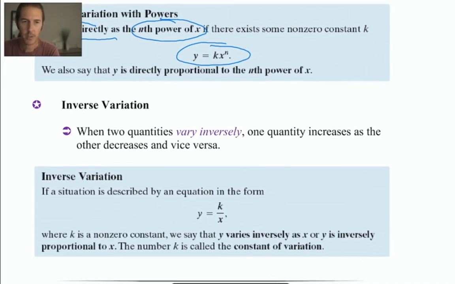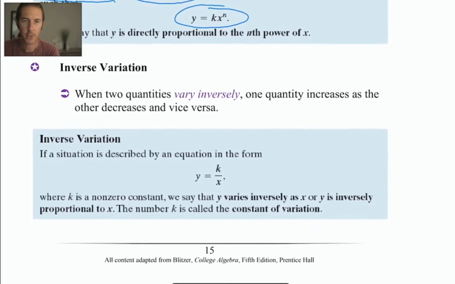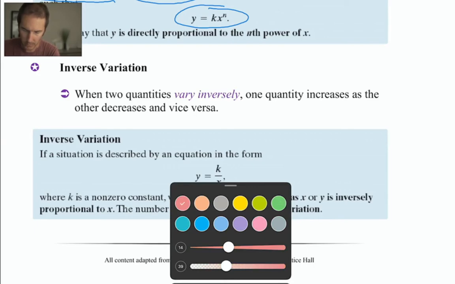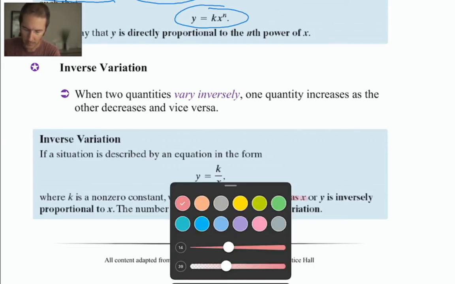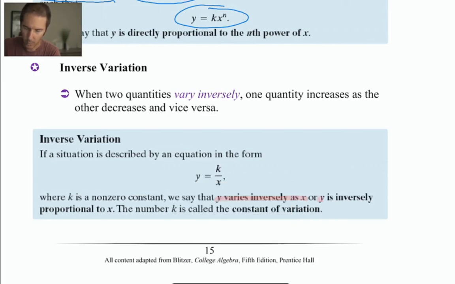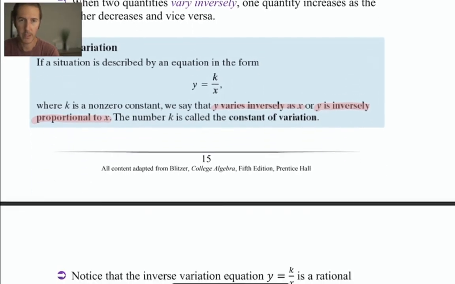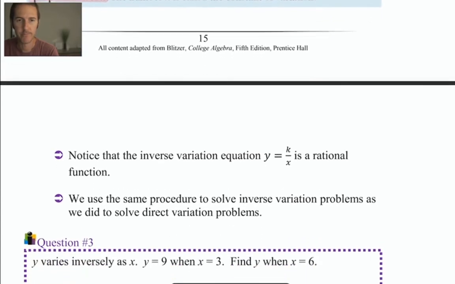Inverse variation, as I mentioned before, is the next type of variation that I want to look at. And here we have y varies inversely as x. So have a look in this blue box right here. Let me change the color of my highlighter. I want to make sure you see this. Y varies inversely as x, or y is inversely proportional to x. It's very possible that you're going to see either one of those two versions of a statement show up. That language is pretty interchangeable.